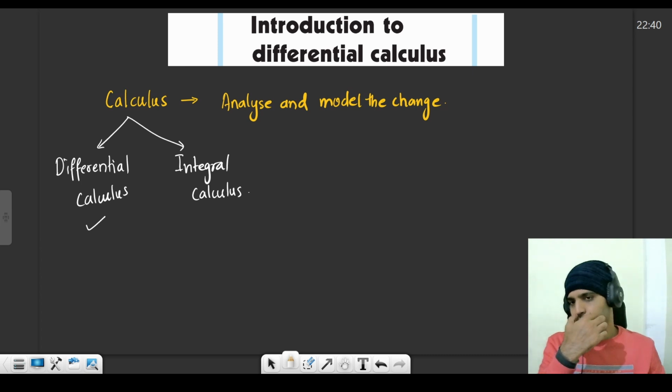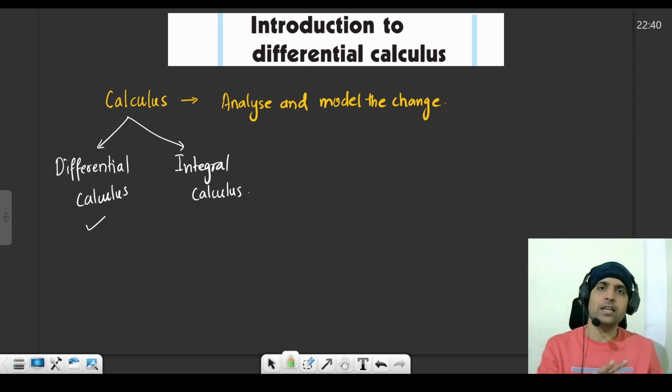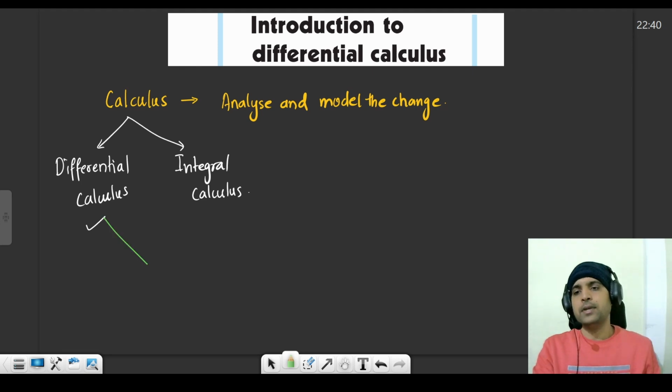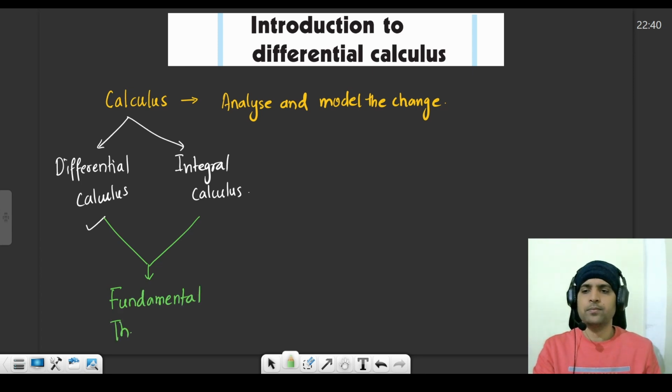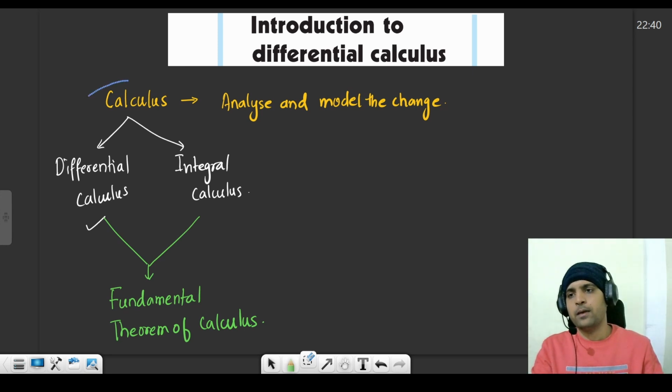Before I move there, let me tell you one thing: integral calculus and differential calculus both have the same foundation. The foundation is the fundamental theorem of calculus. This fundamental theorem of calculus basically binds the differential calculus and integral calculus. Well, enough. Let's talk about some application.